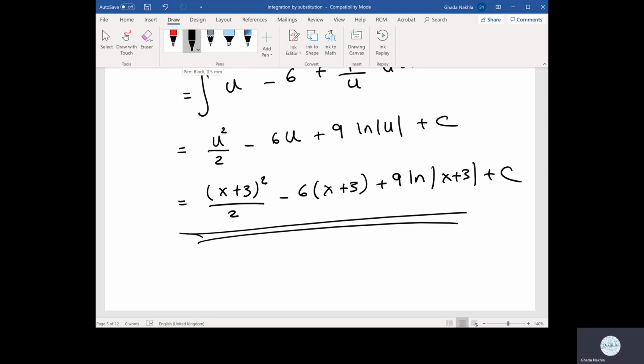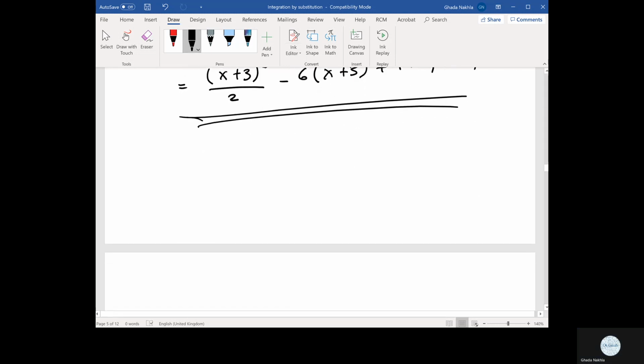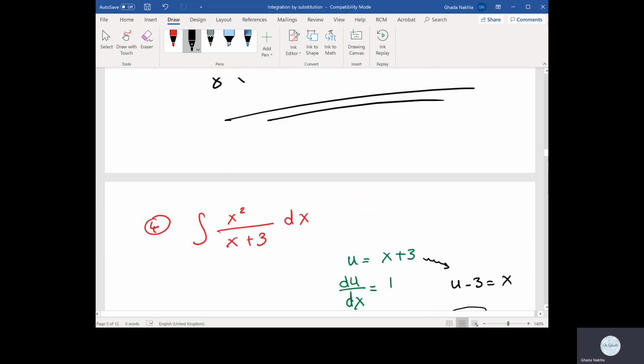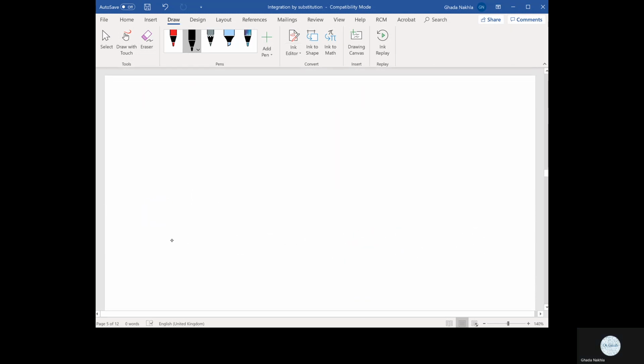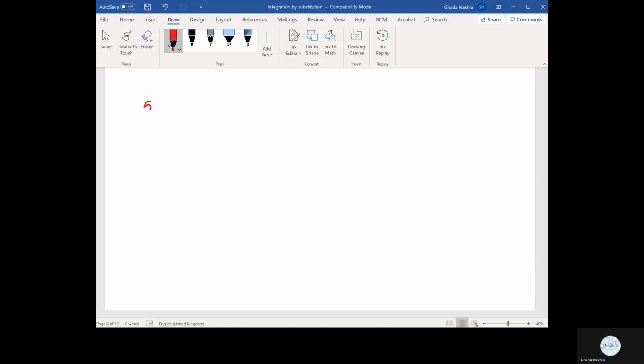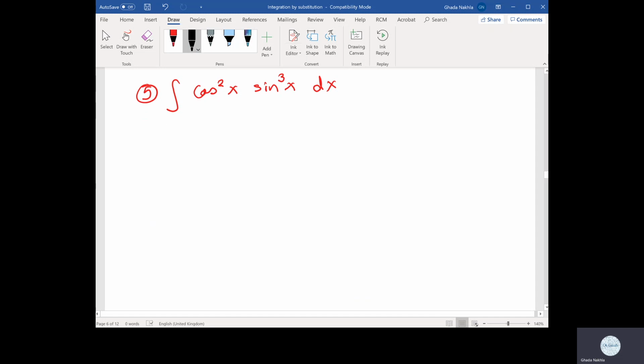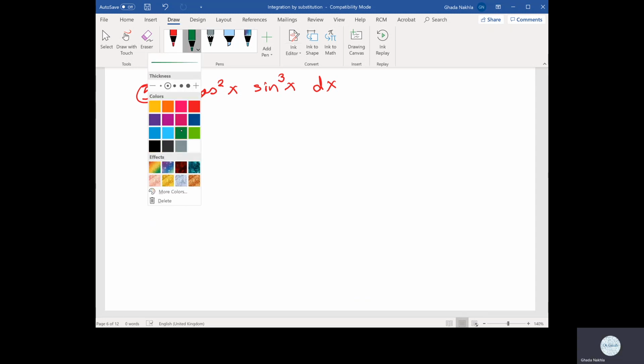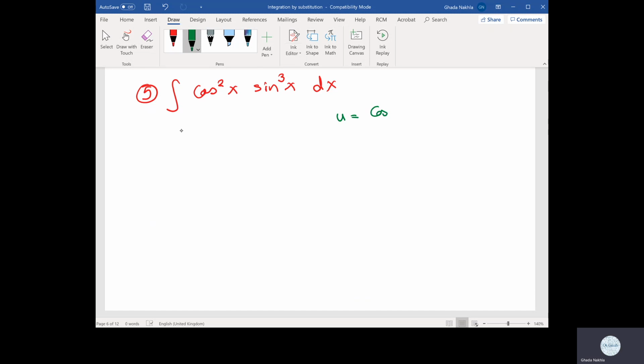Let's take a look at a different question. What number are we on now? 5. Okay, let's go 5. And this time I am integrating cos squared x sine cubed x dx. Excuse me. And in this case, we are going to let u equals cos x.